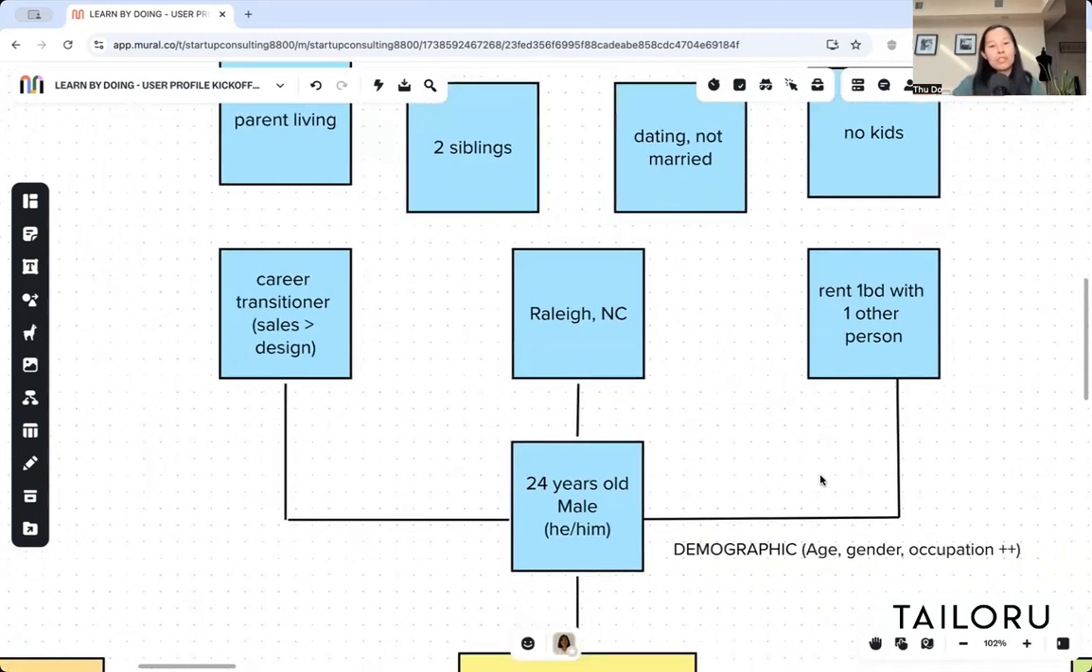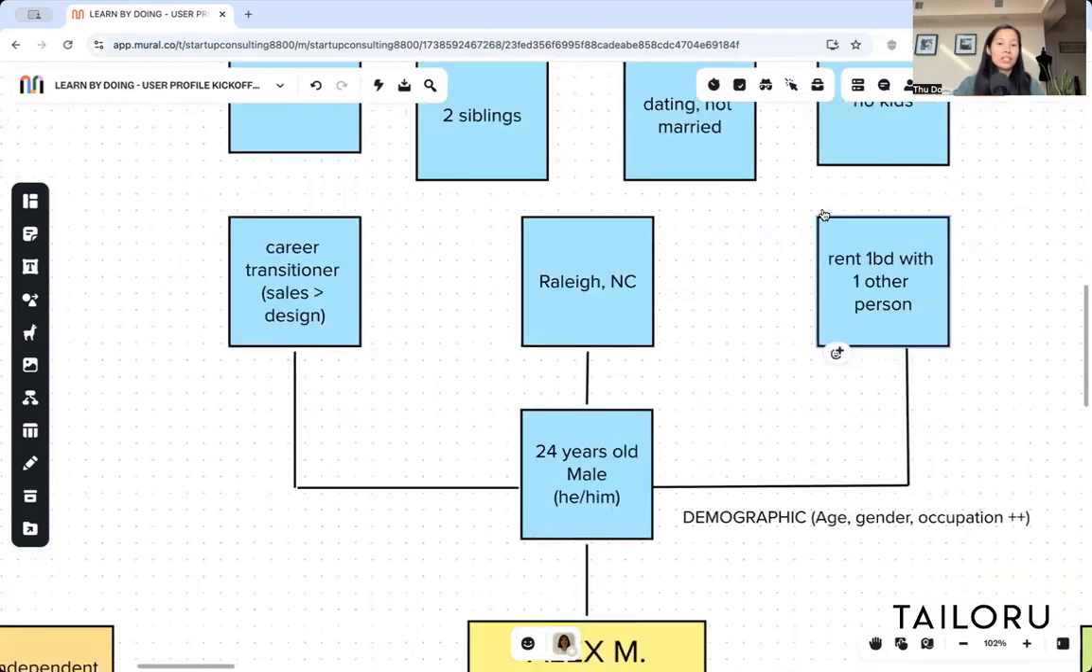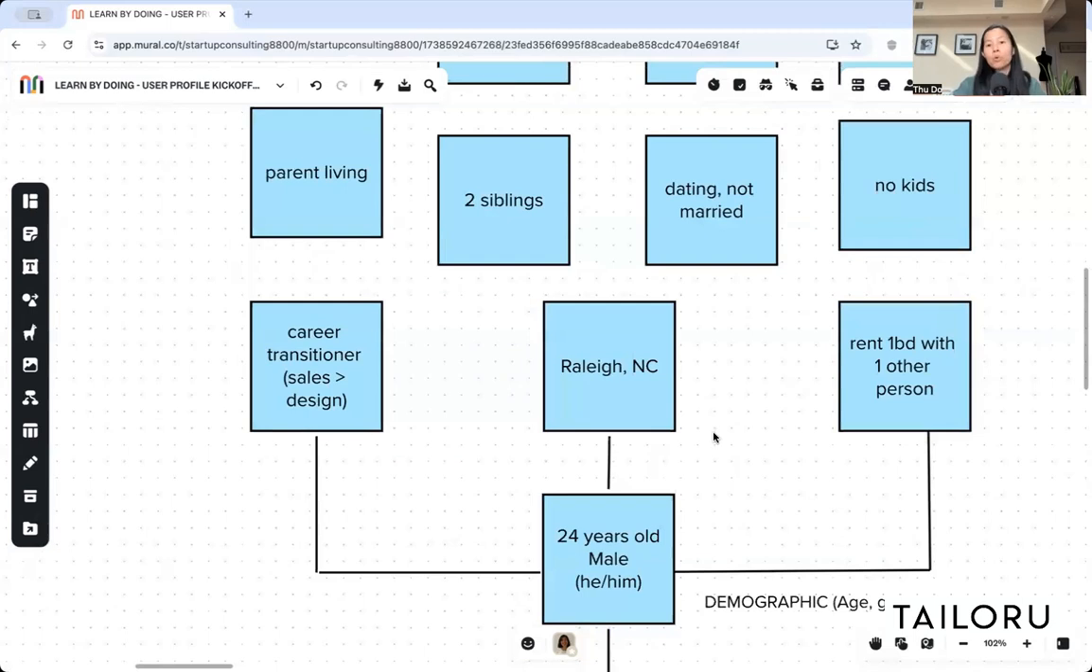So for now, let's pretend that Alex is a design practitioner. He is a 24-year-old in Raleigh, North Carolina. He was a career transitioner from sales to design, so he's hungry to learn. He is renting with one other person.